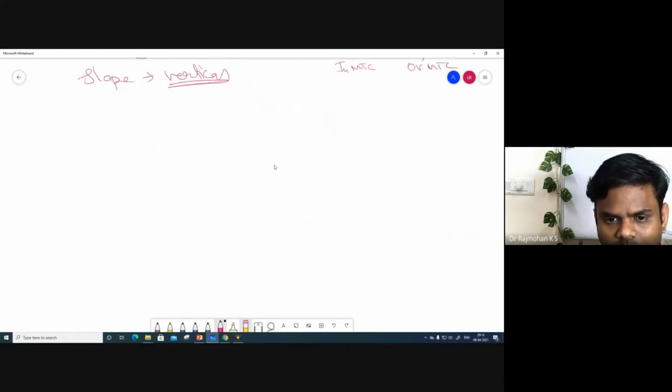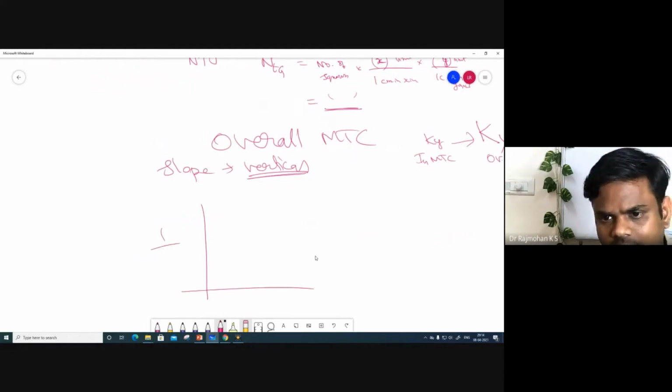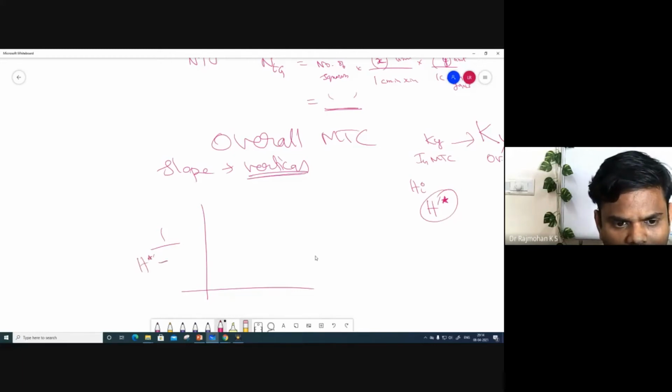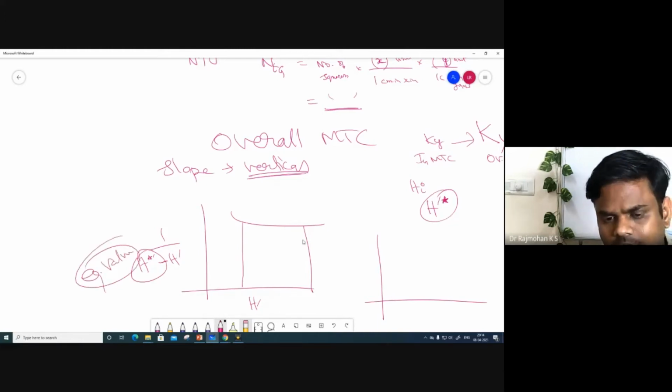What does it mean? The slope will be vertical means that in the same plot of 1 by, instead of h interface, what will we write as the driving force? It will be in terms of H dash star. So H dash star will be the driving force term. So obviously we will be plotting 1 by (H dash star minus H dash) versus H dash. So the graph is going to be the same. How do we get the values for H star? This is the equilibrium value, no? H star value is the equilibrium value.